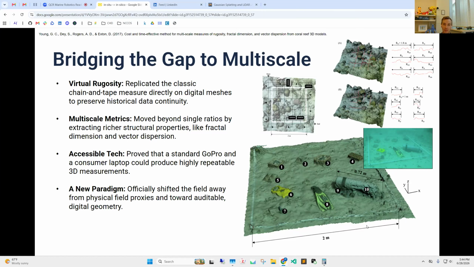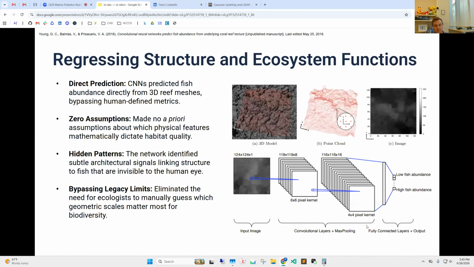They also introduced a couple of other techniques, fractal dimensions, for example, or vector dispersion was another one. I think the biggest part of their particular paper was the impact, that you could just show that you're able to create these sort of repeated surveys with pretty high precision and reliability, even just using GoPros and a standard laptop. I would recommend using something other than a GoPro if you have the ability to do so, but it does show that it sort of democratized the entire workflow for folks all around the world, which is really cool.